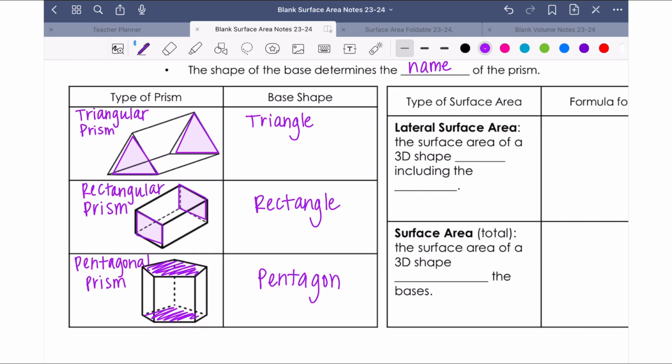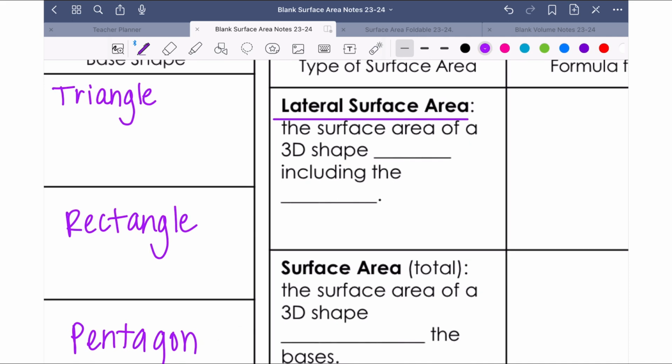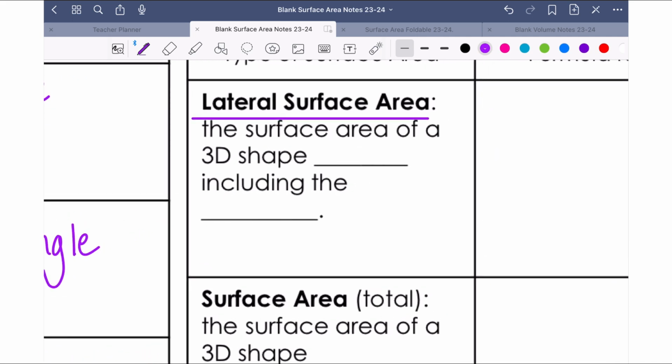All right. Now the formula is very, very important. We're going to have two types of surface areas. One is called lateral surface area. And this is the surface area of a shape that does not include the bases. So what does this mean?